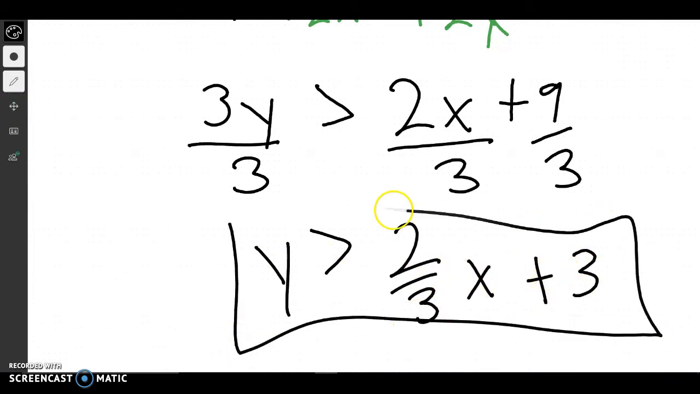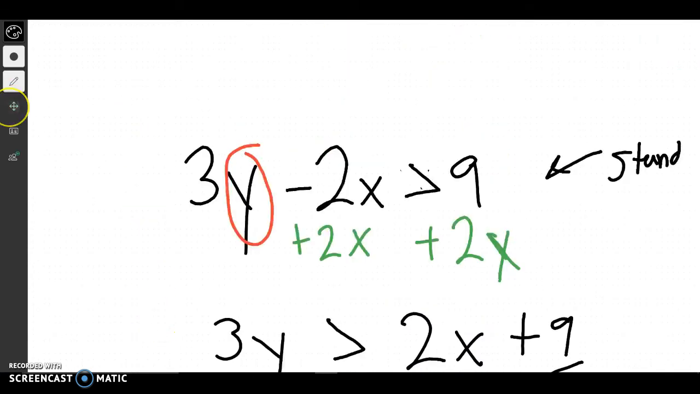And now this is something that we can graph. So the big thing is, if you ever get something in standard form, you need to solve for y so that you can get into slope-intercept form to graph it. Try some of the graphs today.